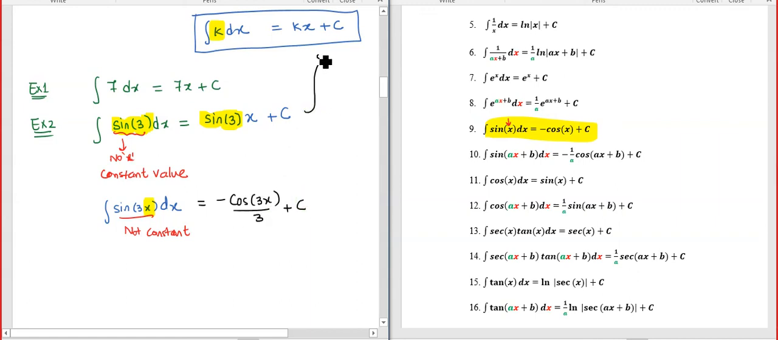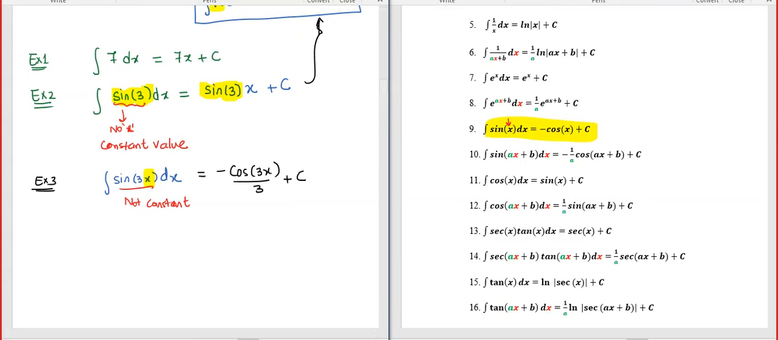Here you have to make use of this rule. So this is for your understanding. Similarly, suppose I have an example of integration of ln of 7 dx. Again, this value does not have any x. It is a constant value. So again, apply the rule of constant plus c.